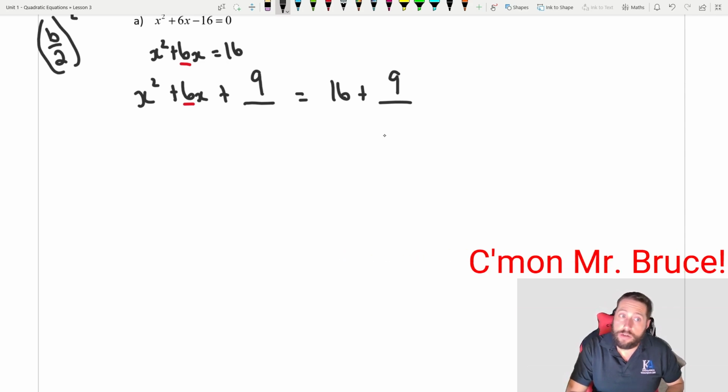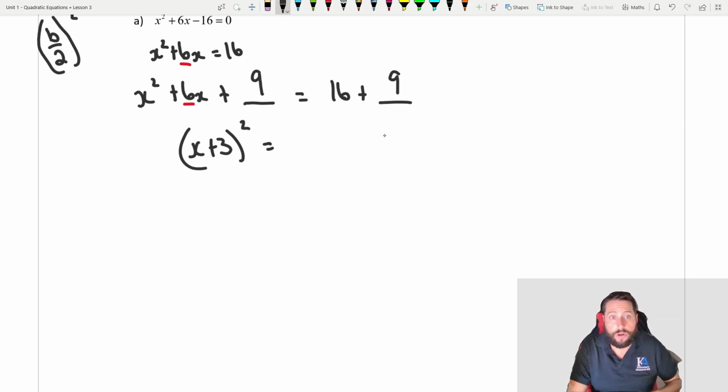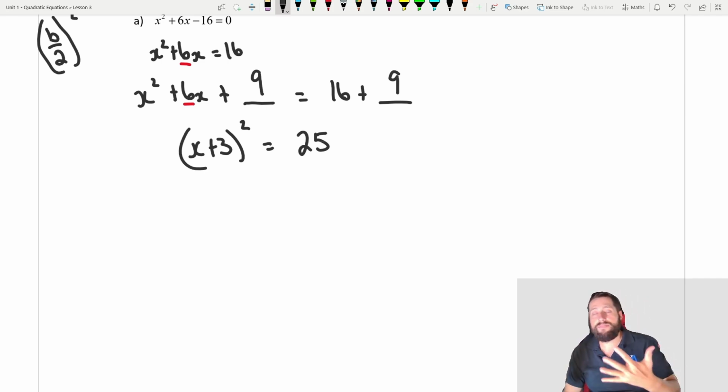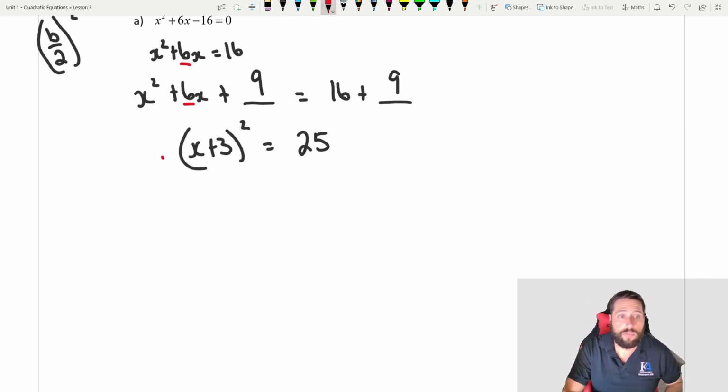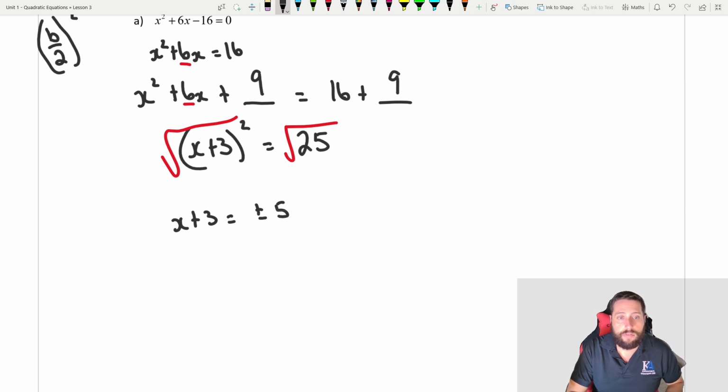That's a perfect square trinomial. So now it becomes x plus 3 squared, right? Because we figured that out with a perfect square trinomial. And 16 plus 9 gives us 25. Okay? So we can actually square root both sides now to figure out what x equals. So we can square root both sides like so, and go x plus 3 is equal to positive or negative 5.